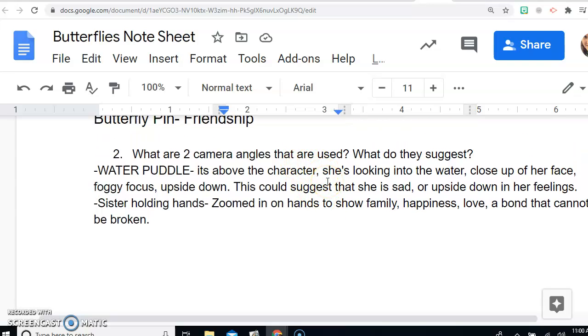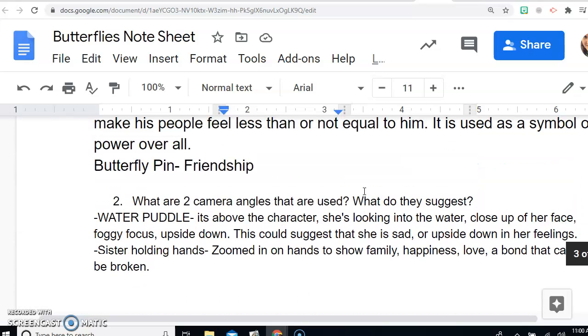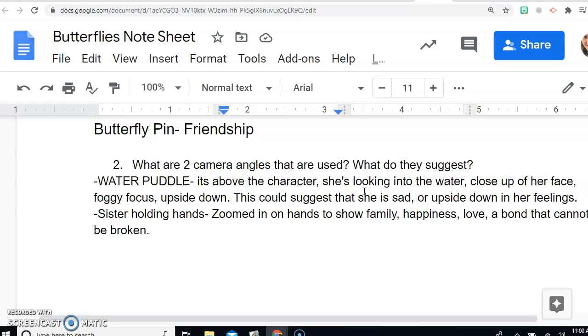So these are all those notes that we've taken. I think we took them in like week 3 on the agenda. So you're going to talk to me about those camera angles and what they may suggest. So that's just literally like pausing the screen and talking about a camera angle.